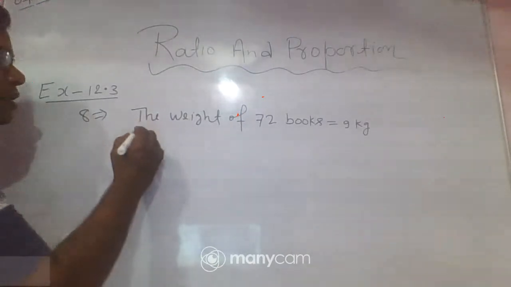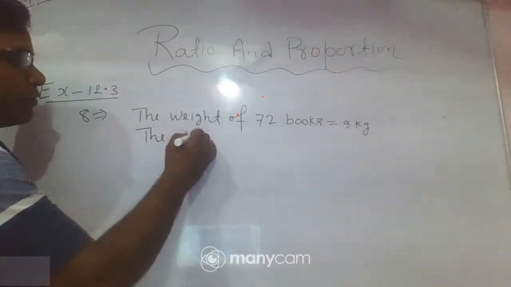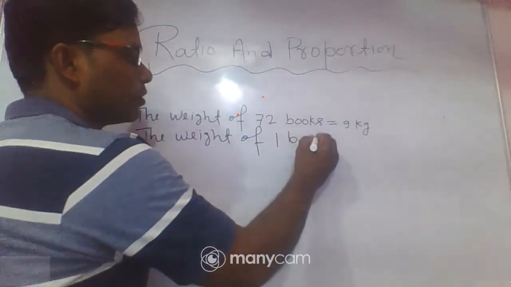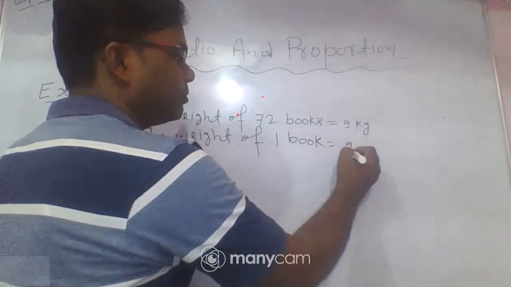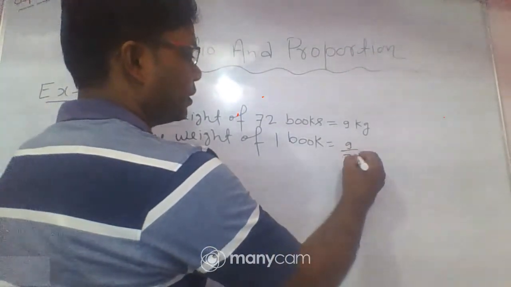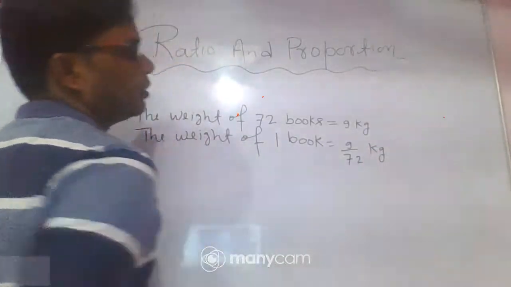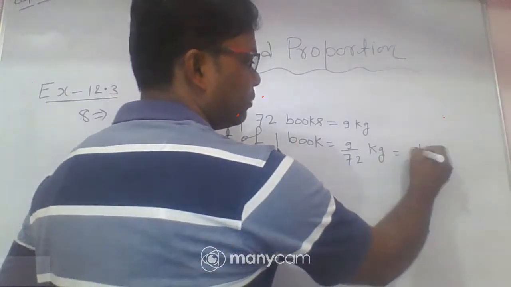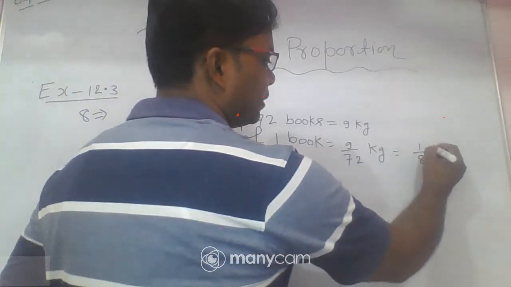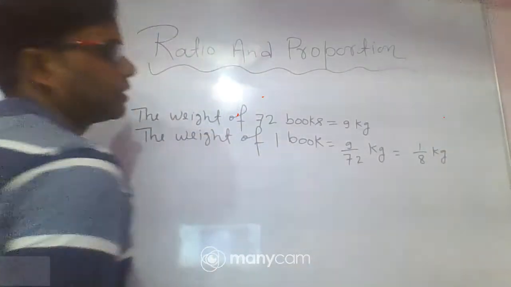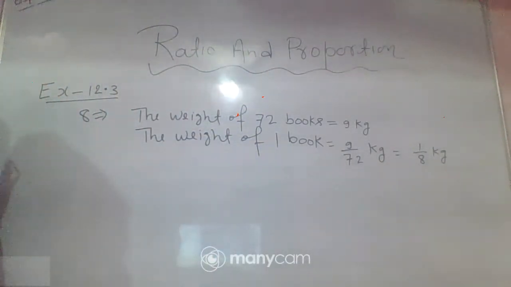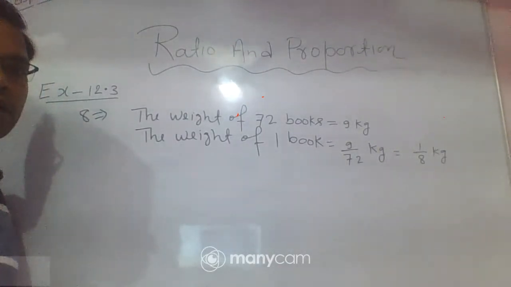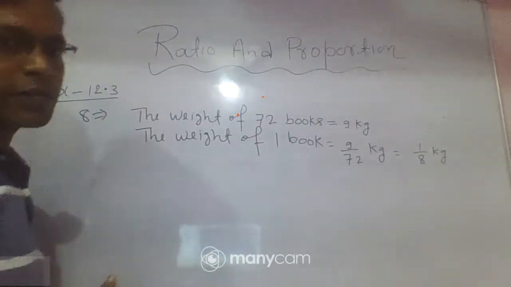So we find the weight of one book. This is given, the weight of 72 books is 9 kg. So the weight of one book is equal to 9 by 72 kg. Okay, you can solve it. 9 ones are 9, 9 eights are 72. Clear? So it is 1 by 8 kg.